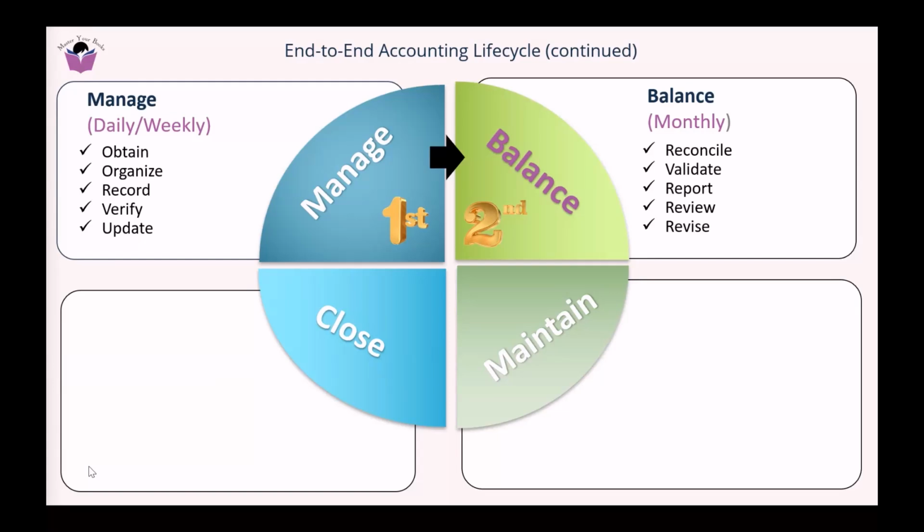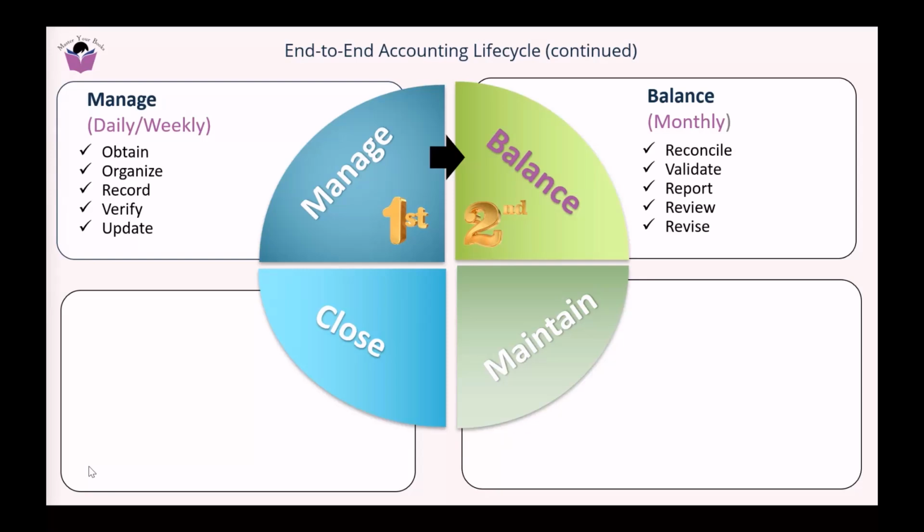Right? We need to balance everything. And the balance for accounting is usually the reconciliation process. So we start reconciling all of those balance sheet accounts. We start validating that we haven't missed anything when we are managing the books throughout the month. Now we start looking at those reports and making sure that everything that was posted on the general ledger is moving on to those financial reports.